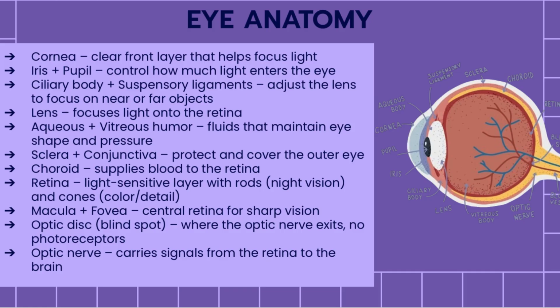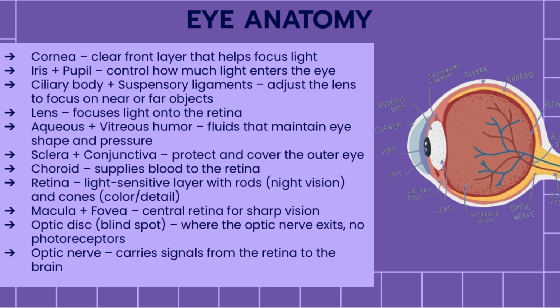And of course, the retina, the light-sensitive inner layer that contains rods for dim light and night vision, and cones for color vision and fine details. And then we have the macula and fovea. They are the central part of the retina and are responsible for sharper vision. The optic disc, which is also called the blind spot, is where the optic nerve exits, as it has no photoreceptors.